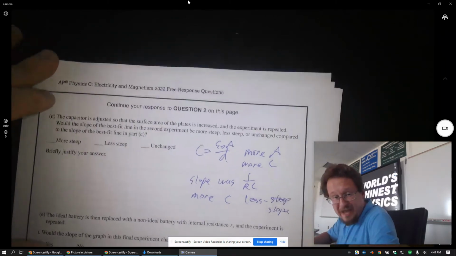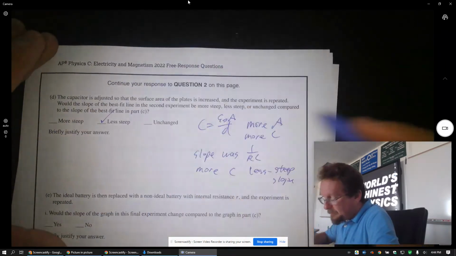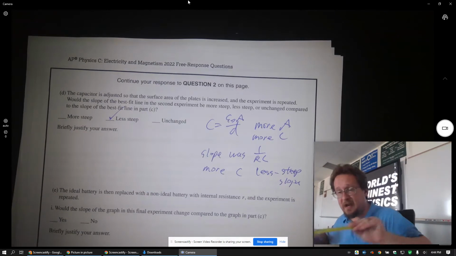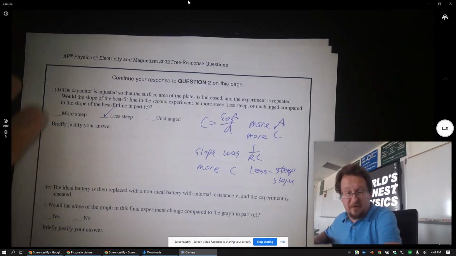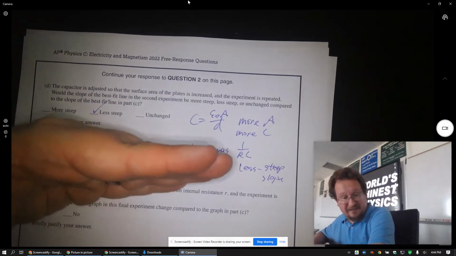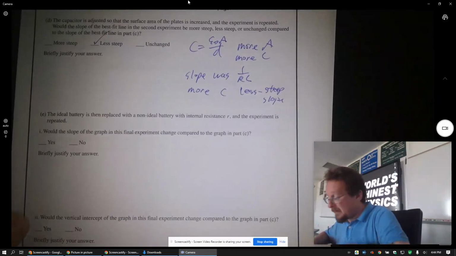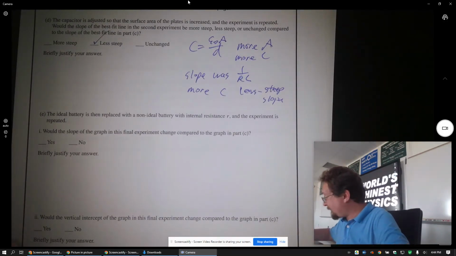And whoever wrote this, thank you for saying "more steep, less steep, and change" instead of "increases, decreases, remains the same," because a lot of students struggle with things that are negative. Like an increase is actually less steep when you're negative. The AP Calculus people have to deal with that. I'm glad you didn't make my physics students deal with that because they're dumb.